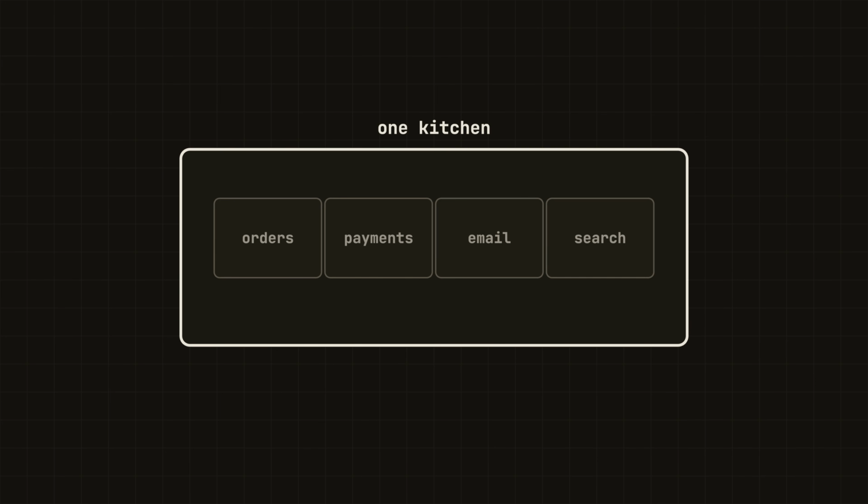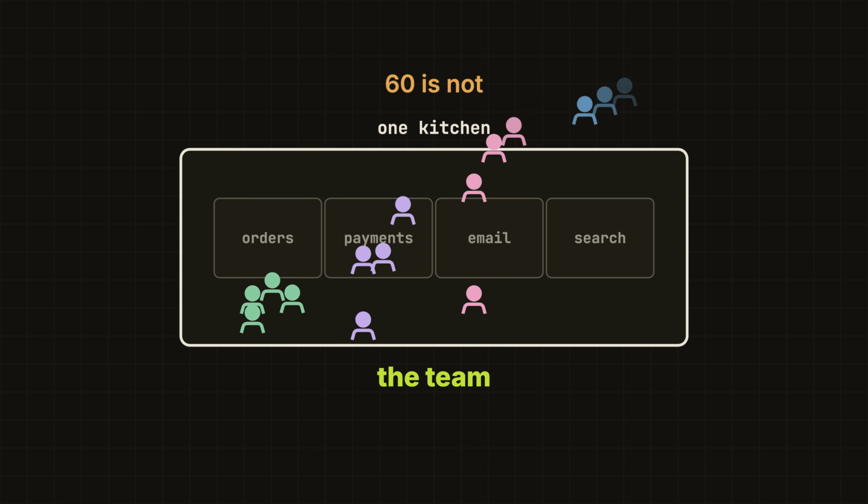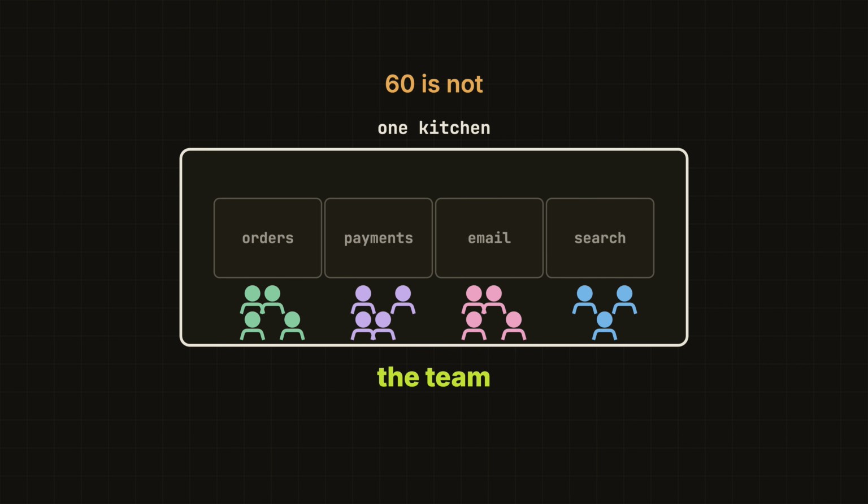So, if the monolith is fine, why does anybody ever leave it? And the honest answer is usually not because of the mission, it is because of the team. Three engineers in one kitchen is comfortable. 60 chefs in that same kitchen is a different thing altogether.